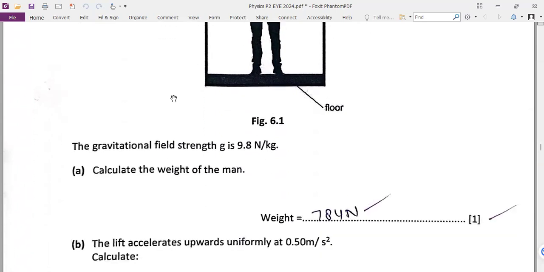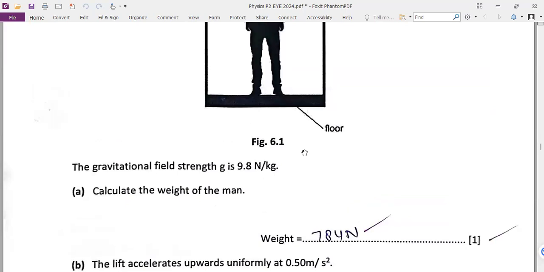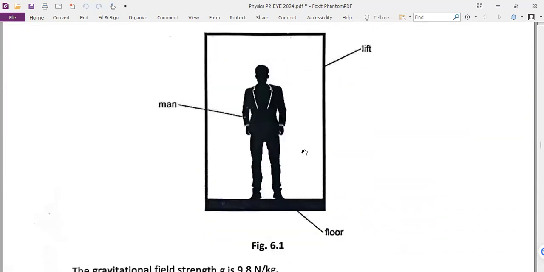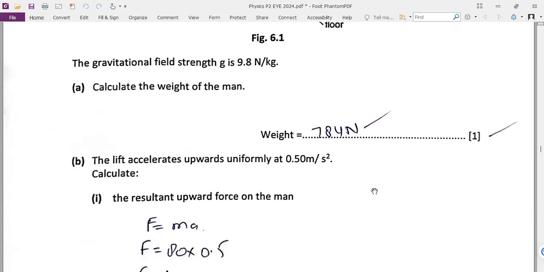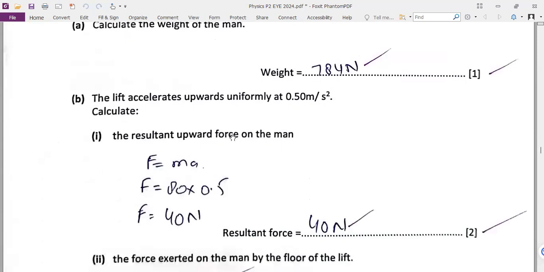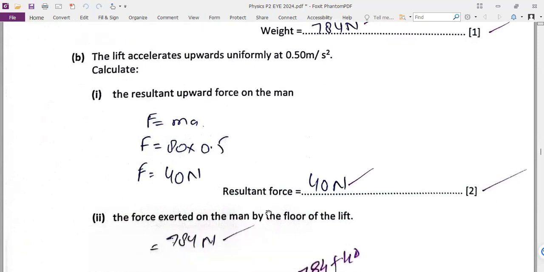What is the weight? You just multiply it with 10, or with 9.8 if it is given. Make sure you use the data given in the question. And then you multiply 80 with 9.8 and you get this answer. And then the resultant force on the man, if it is accelerating uniformly at this rate: F is equal to MA, 80 into 0.5 gives you 40 newtons.